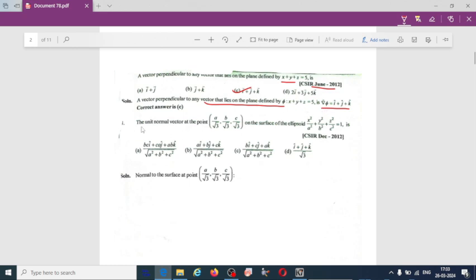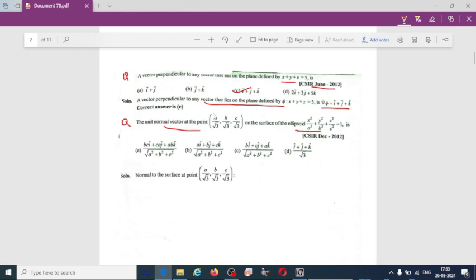So the next question, the unit normal vector at point (a, b, c) divided by root 3 on the surface of the ellipsoid is. So normal to the surface at the point you are given here, you should take the gradient of phi. Phi is what? This ellipsoid.